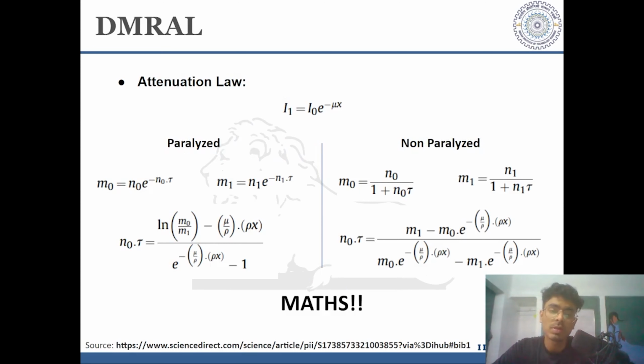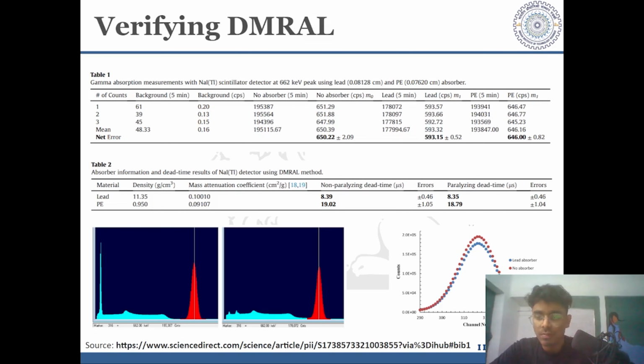So now I'm going to talk about the experiment which was carried out at Marmara University Nuclear Physics Laboratory, in which a sodium iodide thallium doped scintillator and a 137 cesium radioactive gamma source were used to find the dead time of the detection system. This experiment was carried out on December 1st, 2018. In this experiment, polyethylene and lead were used as absorbing materials by individually placing them between the detector and the radioactive source.